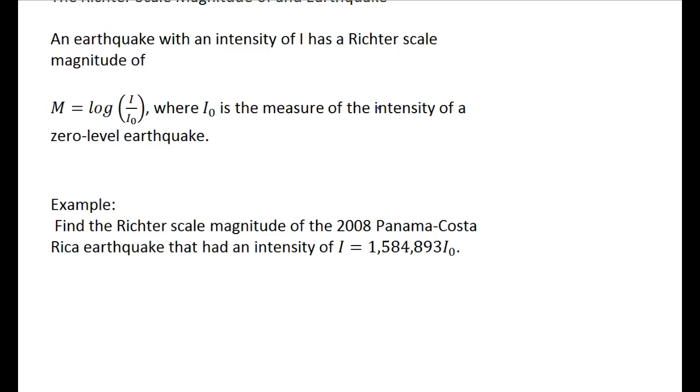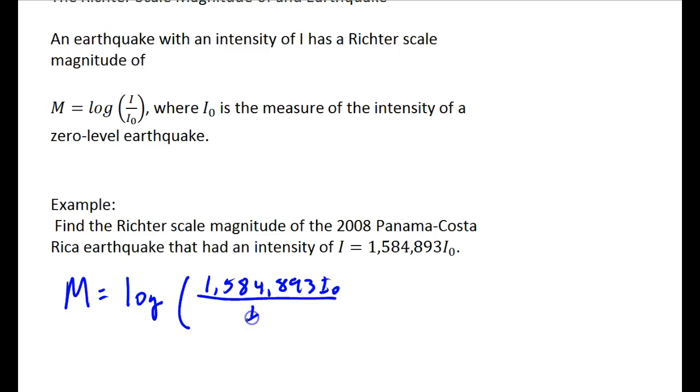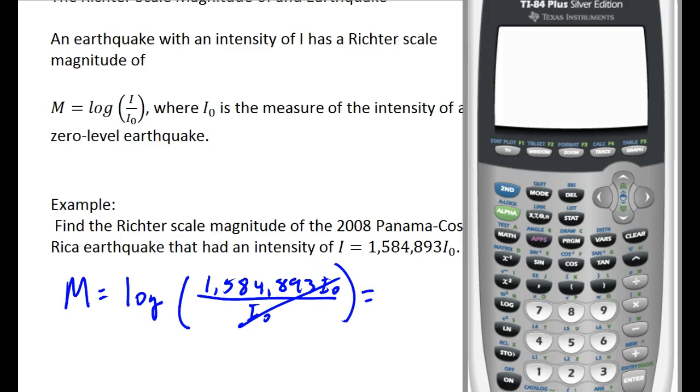Okay, so we're going to find the Richter scale magnitude of the 2008 Panama, Costa Rica earthquake that has an intensity of I equals 1,584,893 times a zero-level earthquake. So M is going to equal the log of 1,584,893 I sub 0 over I sub 0. Notice this is a common log, so the base is 10. The I sub 0's cancel, and I'm going to bring up my calculator here.